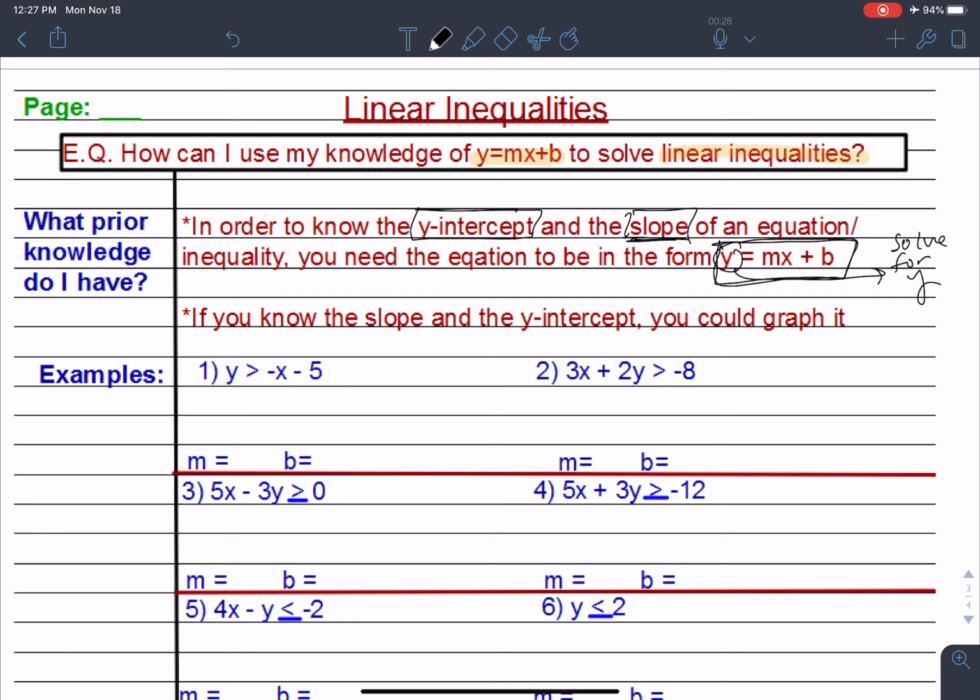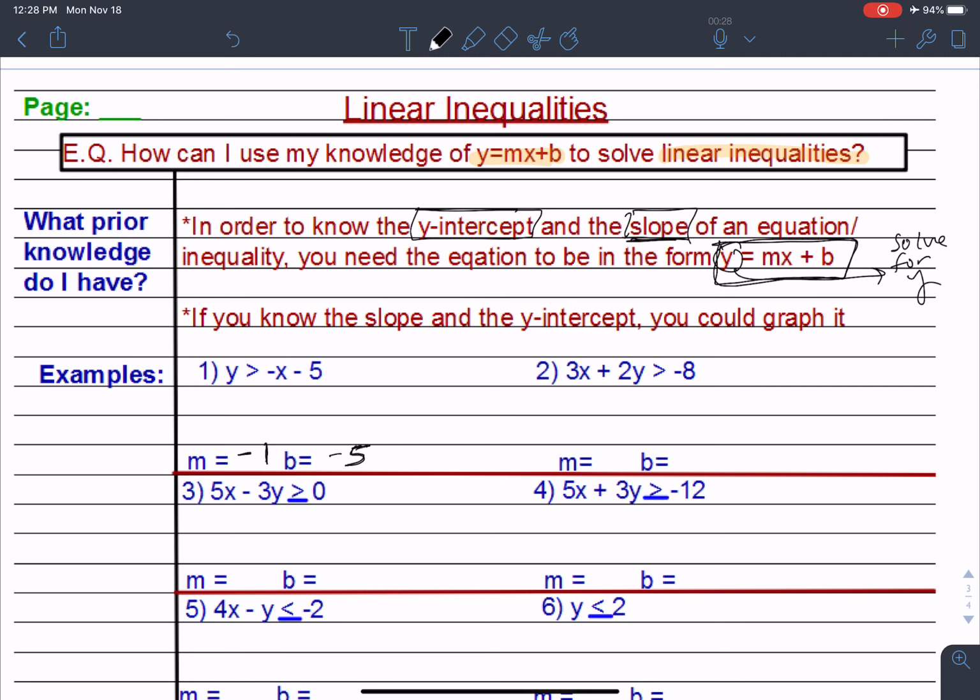So in our first example, our y is already by itself. And instead of an equal sign, we have an inequality symbol that's greater than. And we have our negative 1x plus b. So on this example, I don't have to solve. I can just label my m and my b. I have -1 is my slope, and -5 is my b, or my y-intercept.